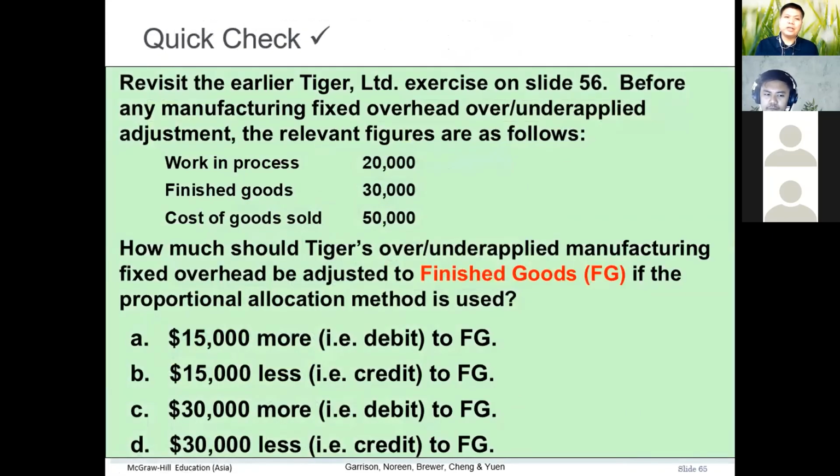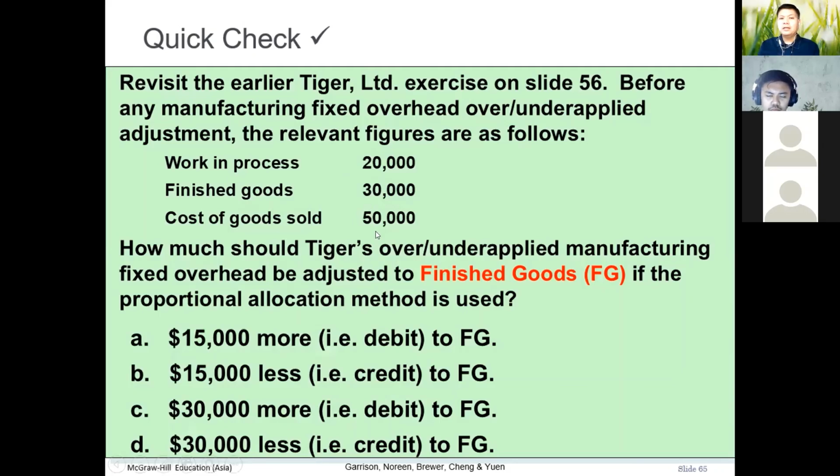Let's have another one. Quick check. Revisit the earlier Tiger Limited exercise on slide 56. Before any manufacturing fixed overhead or over or under applied adjustment, these are the figures: 20,000, 30,000, and 50,000. How much should Tiger's over or under applied manufacturing fixed overhead be adjusted to finished goods if the proportional allocation method is used? Hindi natin alam kung magkano, if it is 15,000 or 30,000. Let's not go back to slide number 56. What we will do is you have to allocate kung ano man yung difference nun.